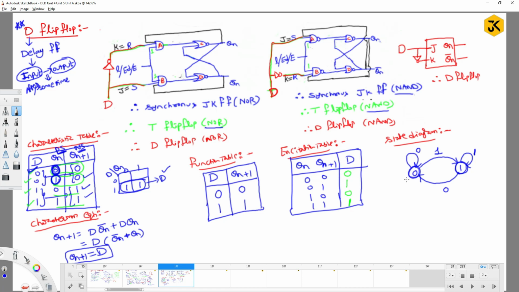With the help of the state diagram also, we can represent the entire circuit behavior for the D flip-flop. These are the different ways you can represent the D flip-flop. I hope you understood clearly.